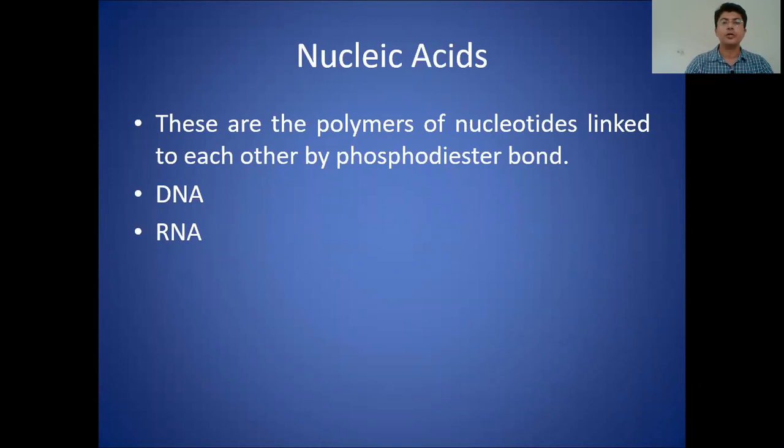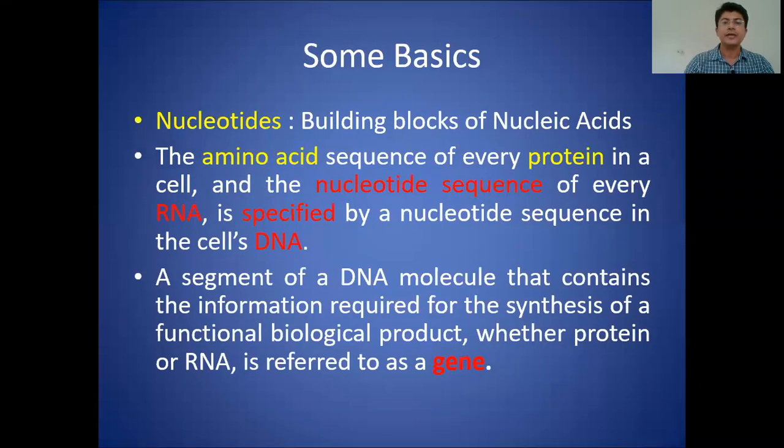So nucleic acids are the polymers of the nucleotides linked to each other by phosphodiester bonds. These include deoxyribonucleic acid and ribonucleic acid, DNA or RNA respectively. Nucleotides are the building blocks of the nucleic acids, and the amino acid sequence of every protein in the cell and the nucleotide sequence of every RNA is specified by a nucleotide sequence in the cell's DNA. A gene is the segment of a DNA molecule which contains the information required for the synthesis of a functional product, either a protein or an RNA molecule.